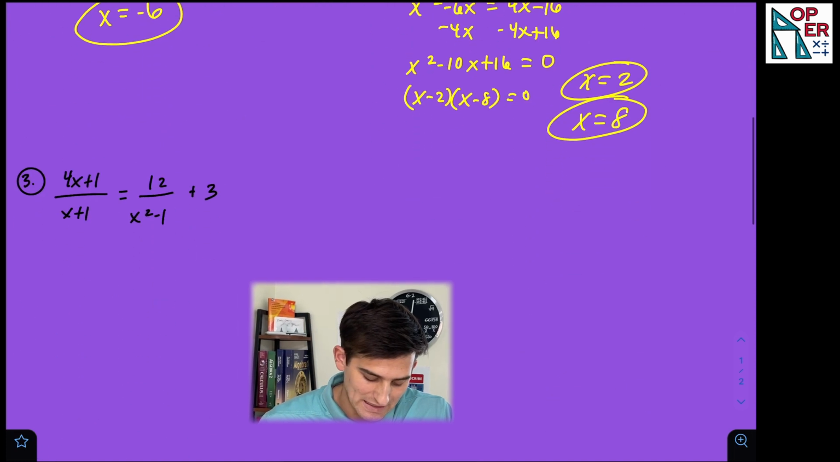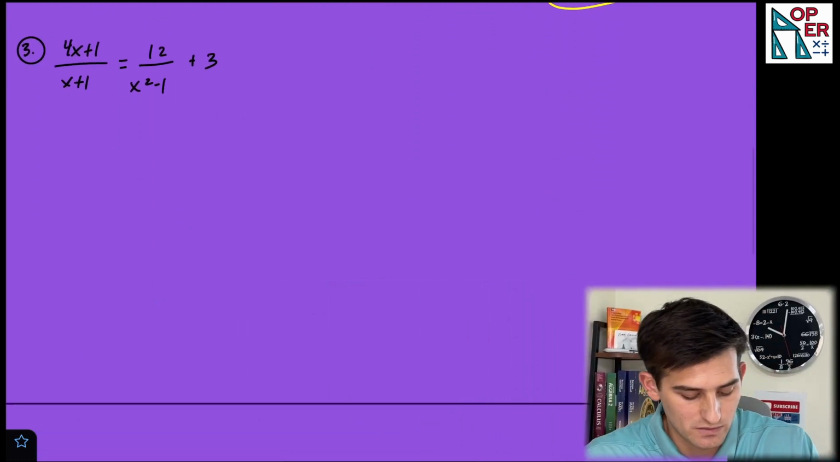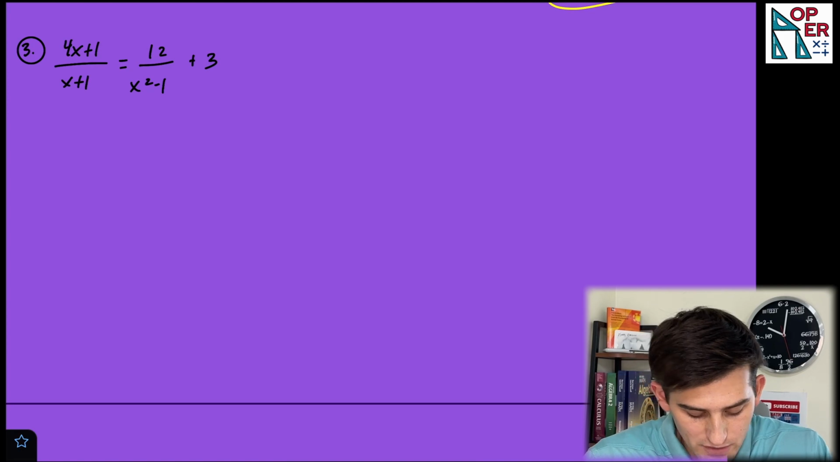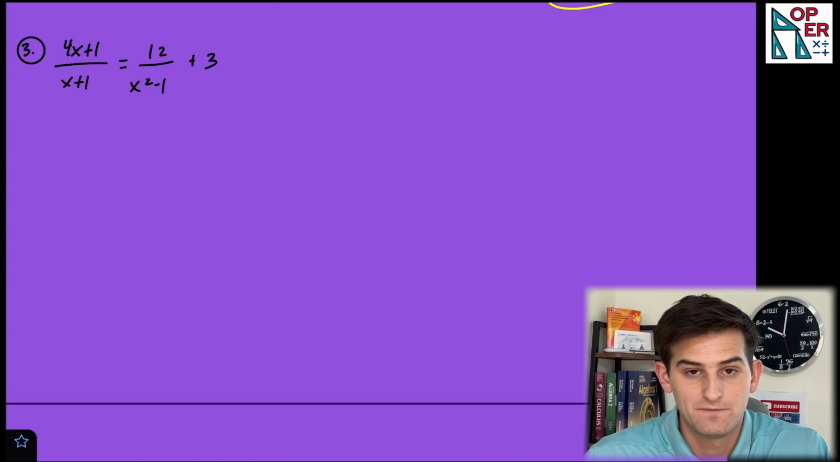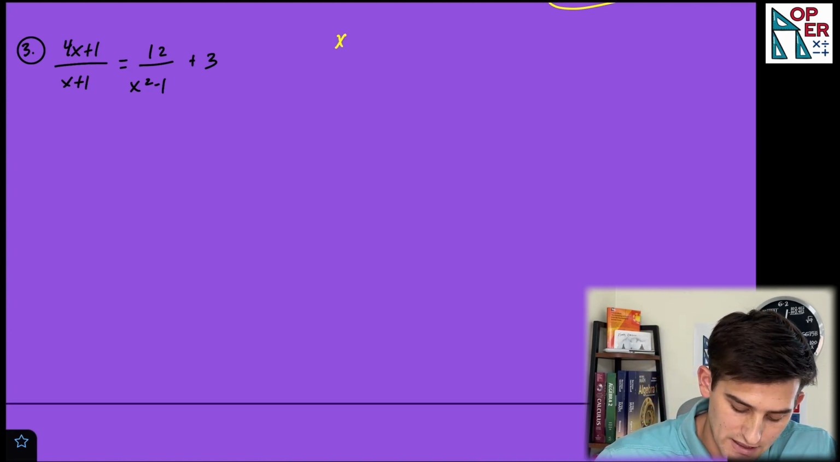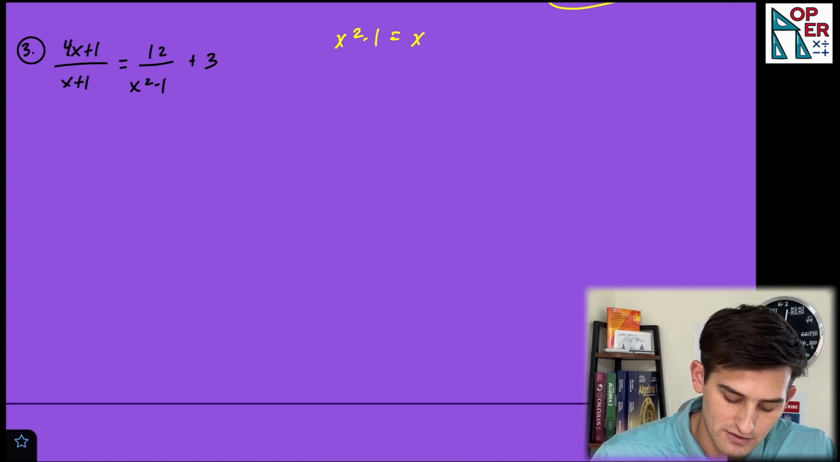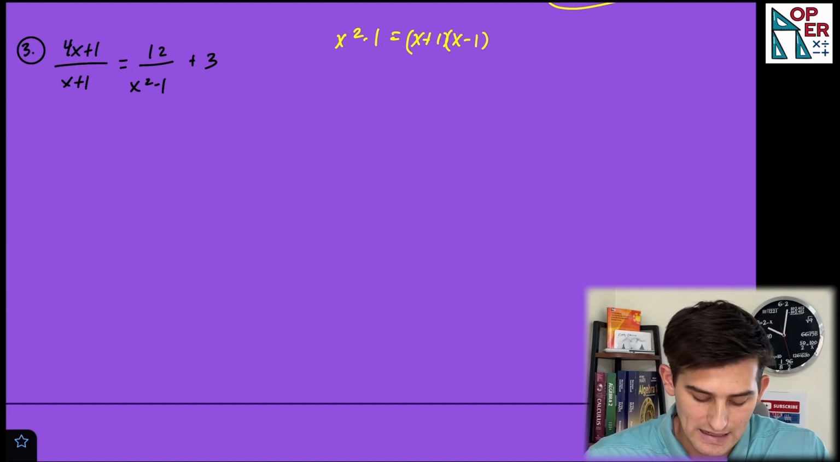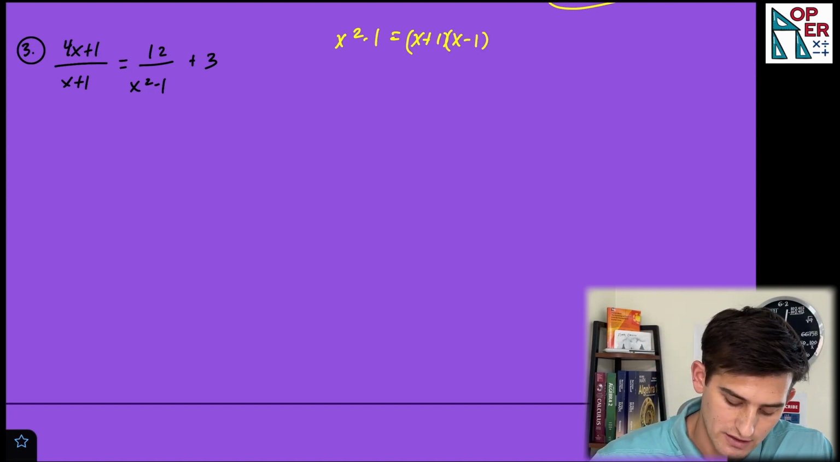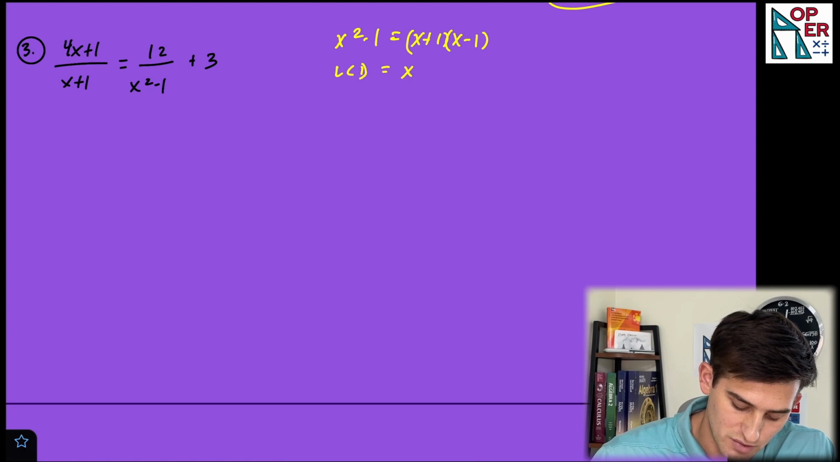Okay? And our last one, number 3, 4x plus 1 over x plus 1 is equal to 12 over x squared minus 1 plus 3. So one thing I do want us to notice here is that x squared minus 1 is what we call the difference of two squares. So it would actually factor as x plus 1 times x minus 1. So I'm going to rewrite it as that, because then we'll see that our LCD would just be x plus 1 times x minus 1.